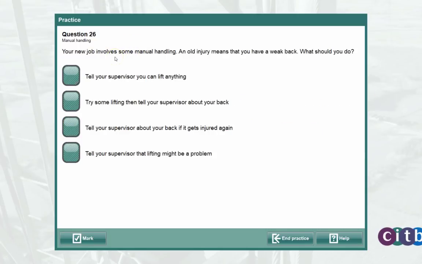Your new job involves some manual handling. An old injury means that you have a weak back. What should you do? Tell your supervisor you can lift anything. Try some lifting, then tell your supervisor about your back. Tell your supervisor about your back if it gets injured again. Tell your supervisor that lifting might be a problem.